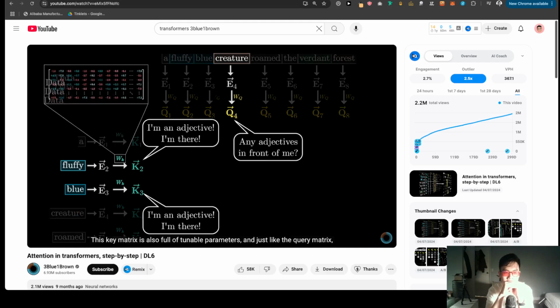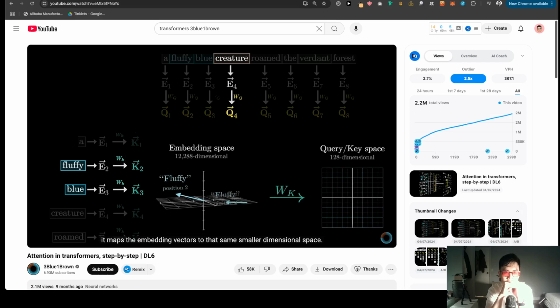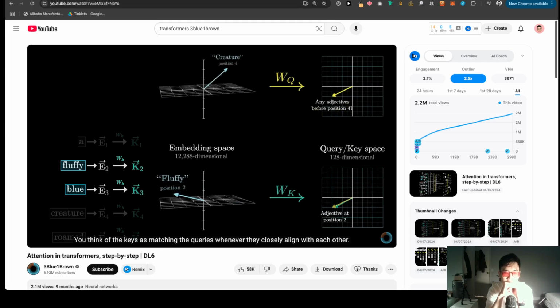This key matrix is also full of tunable parameters, and just like the query matrix, it maps the embedding vectors to that same smaller dimensional space. You think of the keys as matching the queries whenever they closely align with each other. In our example, you would imagine that the key matrix maps the adjectives, like fluffy and blue, to vectors that are closely aligned with the query produced by the word creature.